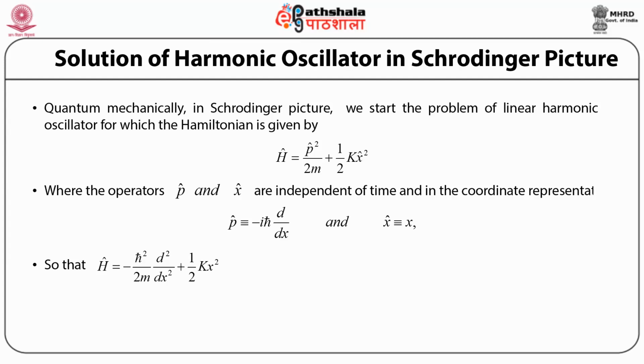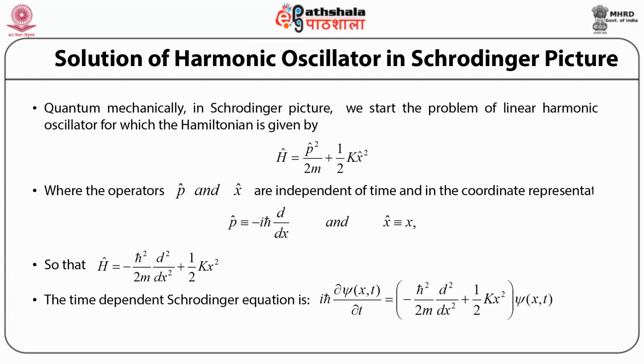so that Hamiltonian operator H can be expressed as minus h cut square by 2m d2 by dx2 plus 1 by 2 kx square. The time dependent Schrodinger equation is given by i h cut del psi of x,t by del t is equal to within the brackets minus h cut square by 2m d2 by dx square plus 1 by 2 kx square, brackets close, psi of x,t.